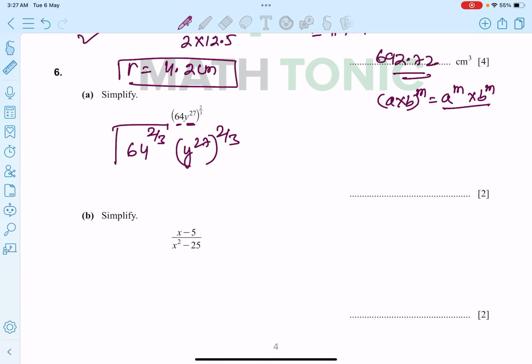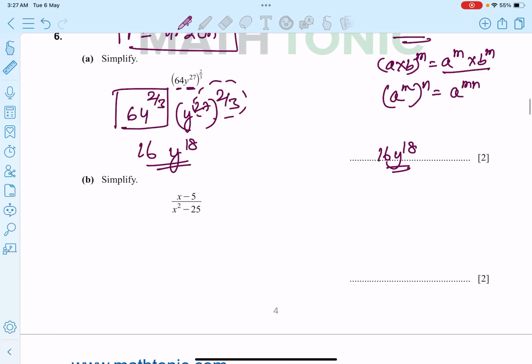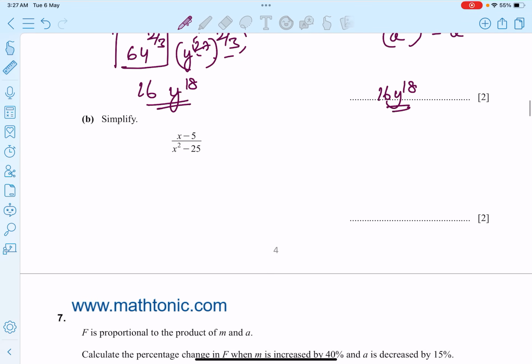Okay, if you put this value in the calculator, you will get 64 power 2 over 3 as 16. And one more law of indices says that a power m power n equals a power mn. That means power of a power, you multiply. So if you multiply 27 times 2 over 3, you will get 18. So the answer is 16 times y power 18 for this indices question. Did you get it, everyone, clearly? Yes. Next question is given, simplify.